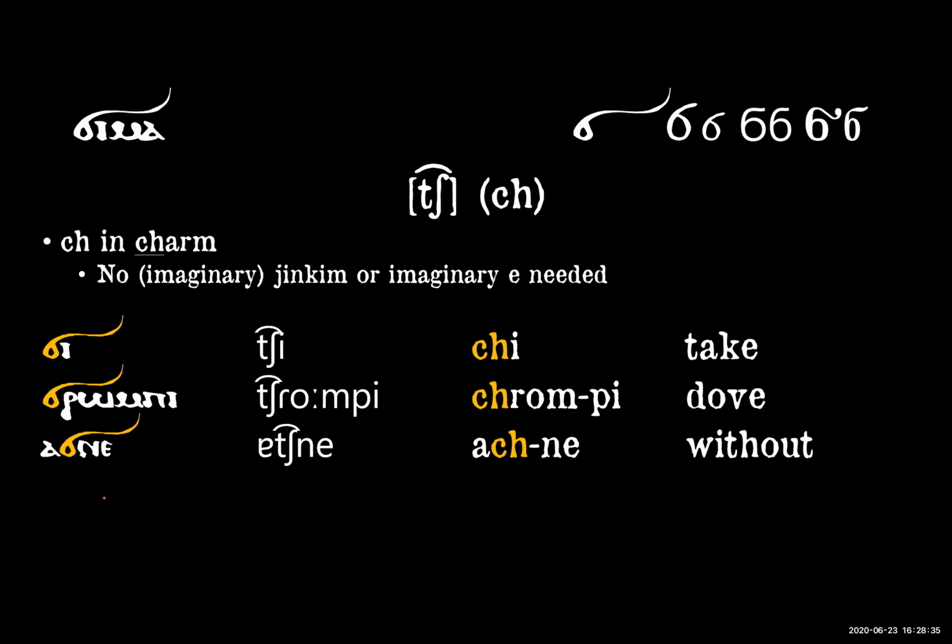This, the one that looks like a 6, it makes a ch sound, ch, like a charm or a church. This also often has the imaginary jinkim on it, which isn't needed. So for example, instead of saying ch, some people say etch, or even sometimes etchy. An example when people say etchy is this word.